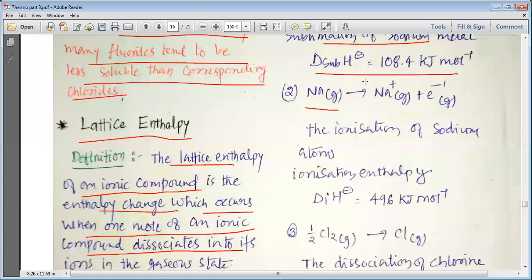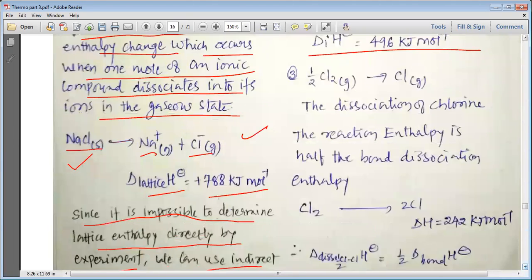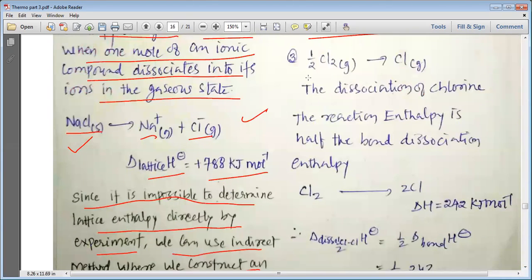Now, my dear students, what happens? The sodium gas which is obtained is converted into sodium ion and one electron. This is the process known as ionization, and the ionization enthalpy in this reaction is 496 kilojoule per mole. Next, our chlorine, which is available as 1/2 Cl2 gas, turns into Cl gas.